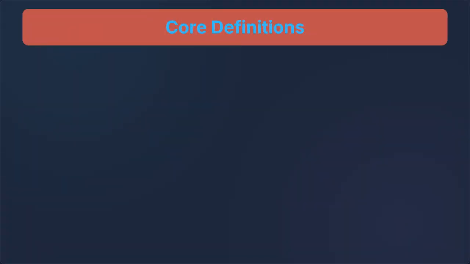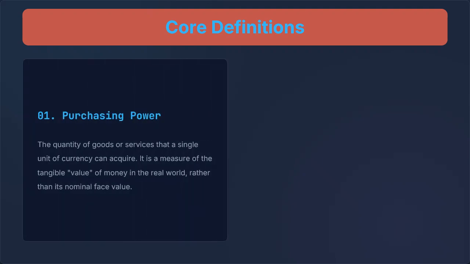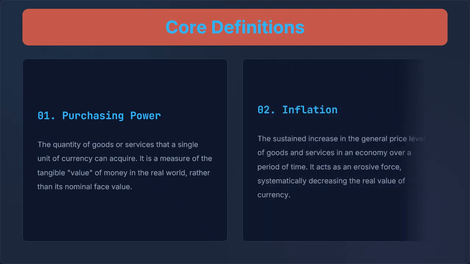Core definitions. To begin, we need to rigorously define our two primary variables. First, we have purchasing power. Think of this not as the dollar amount in your wallet, but as the tangible work that money can do, the actual quantity of goods it can acquire. Second, we have inflation. This isn't just a price hike here or there, it is a sustained, broad-based rise in the general price level that systematically degrades that purchasing power.